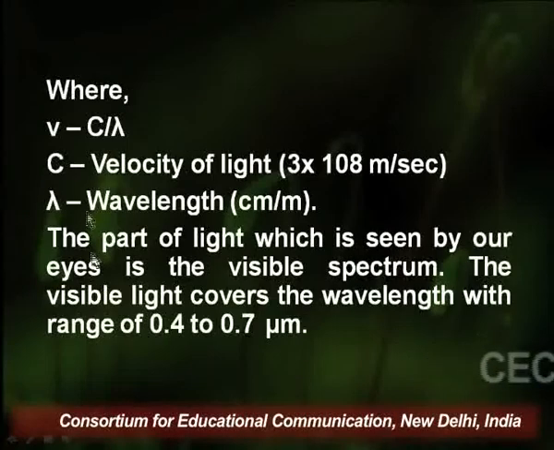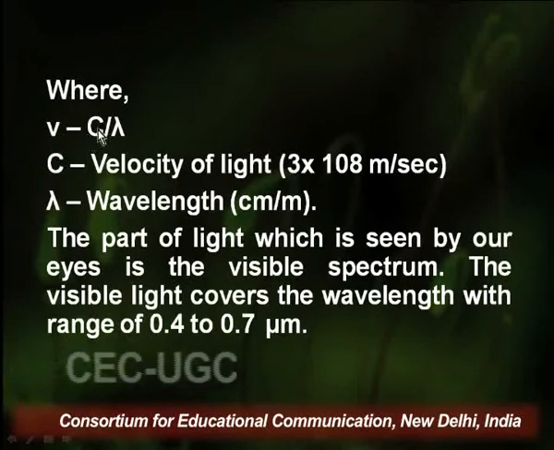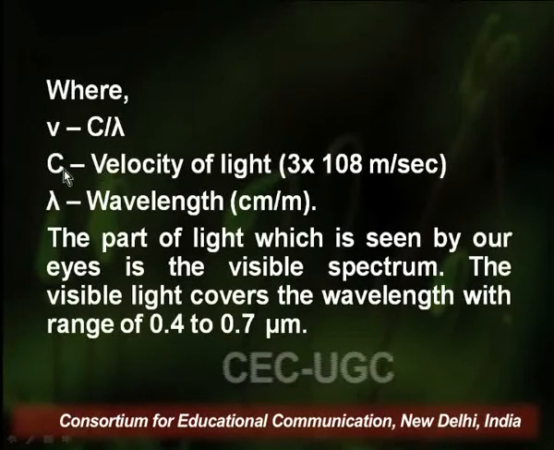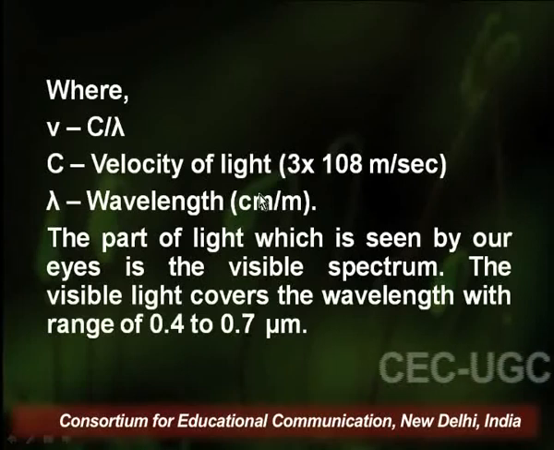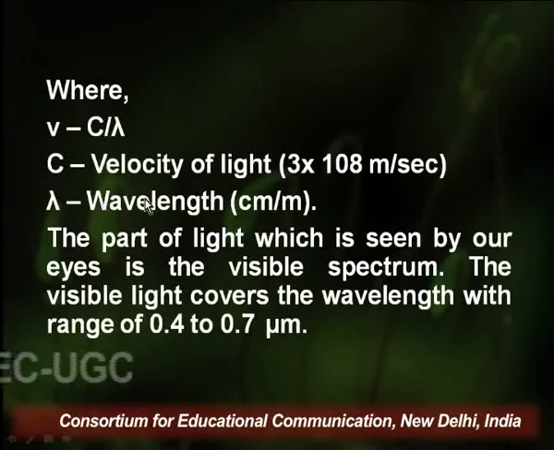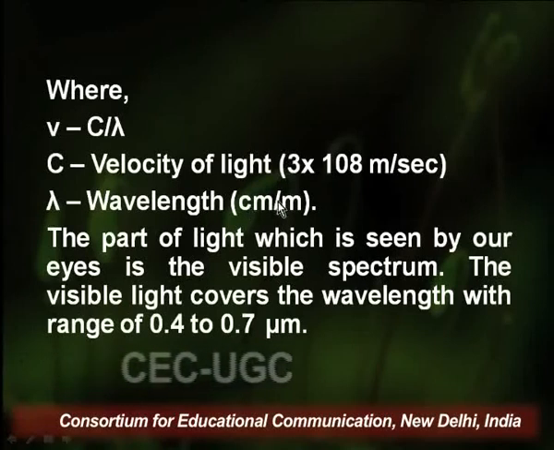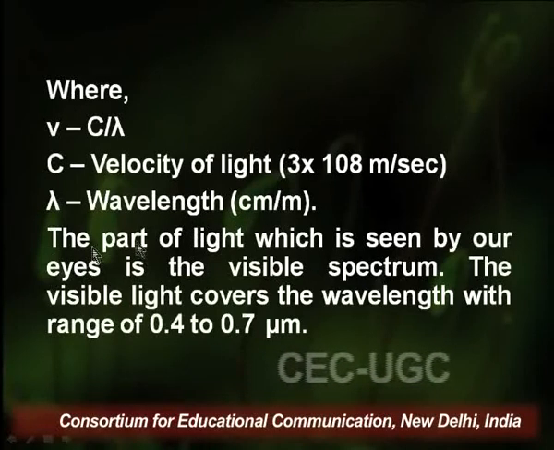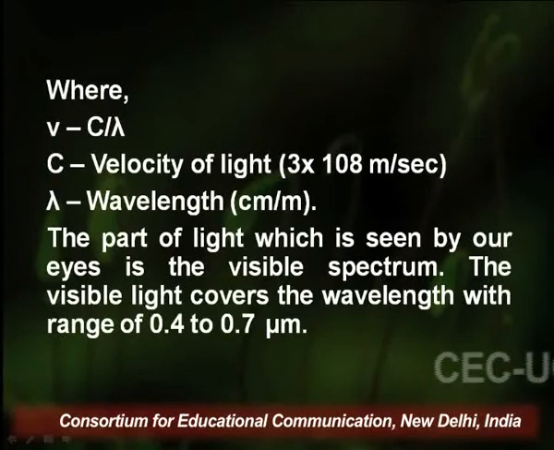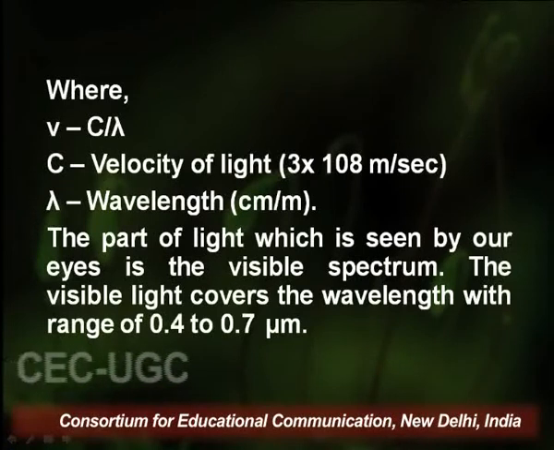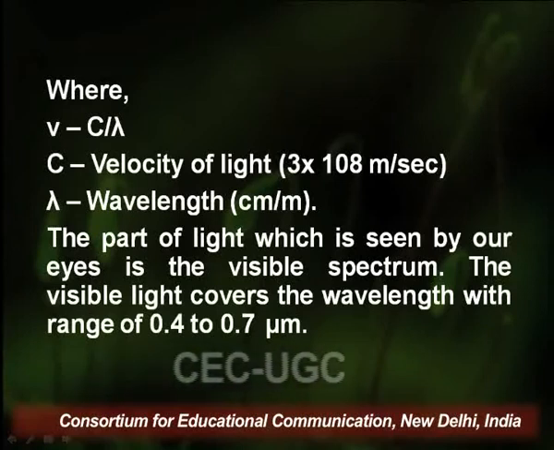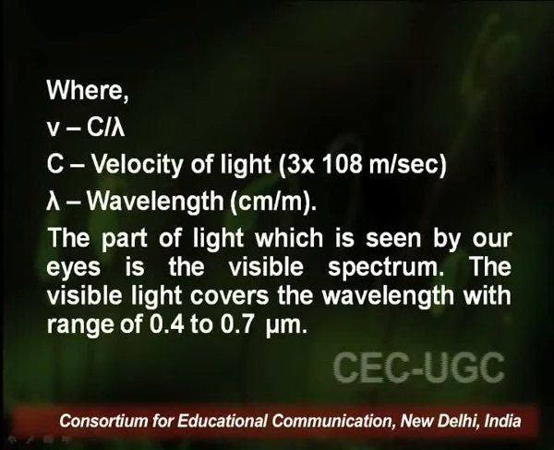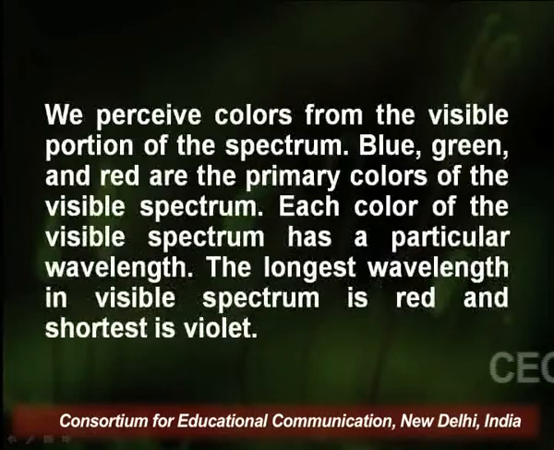Now, how do we calculate ν? We know that frequency is c by λ, where c is the velocity of light, which is 3 × 10^8 meters per second, and λ is the wavelength, which is expressed in centimeter per meter. So, the part of light which is seen by our eyes is the visible spectrum, and the visible light covers the wavelength within the range of 0.4 to 0.7 micrometer.